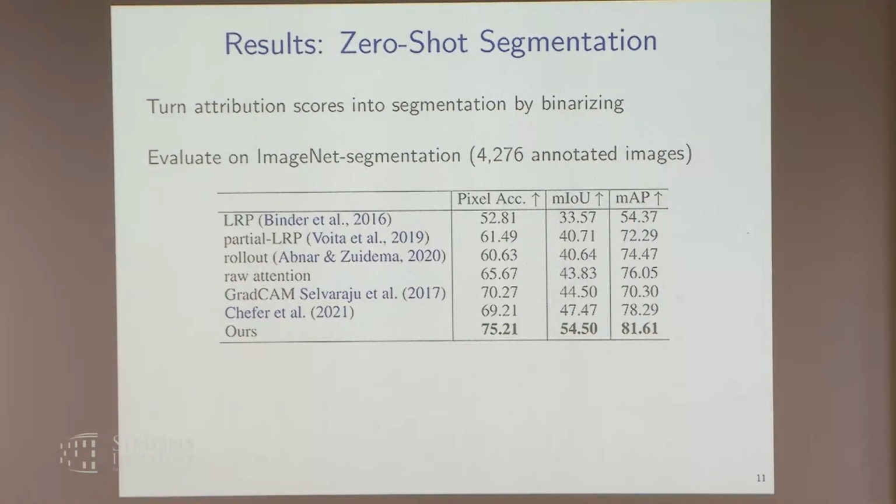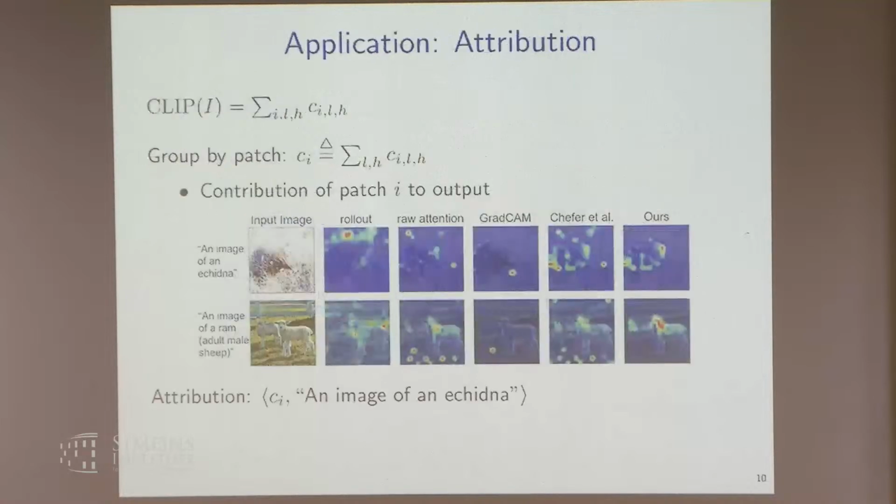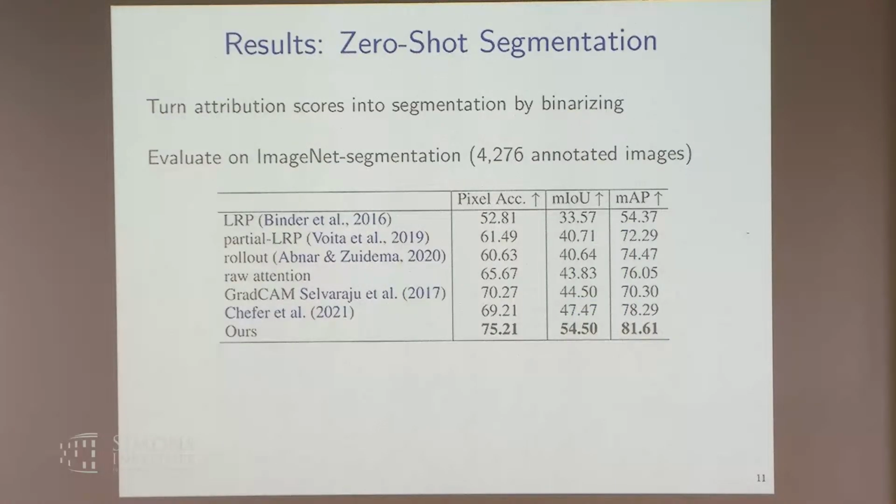So you can quantitatively measure how good this is at segmentation. I could turn these into a segmentation by just binarizing. I say if the attribution is above some level, it's part of the sheep, and if it's below some level, it's not part of the sheep. And so you can evaluate this on a data set called ImageNet segmentation, which has a bunch of images annotated with ground truth segmentations of the objects.